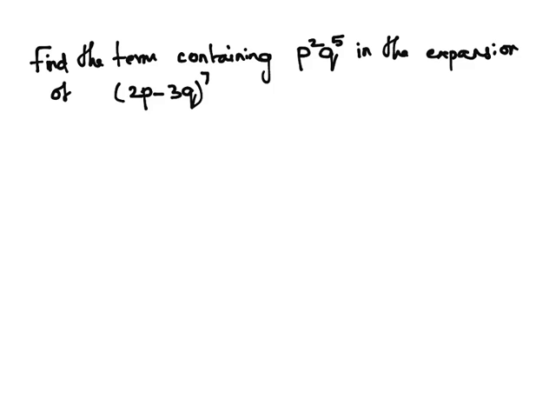Okay, this is the next problem. Find the term containing p squared q power 5 in the expansion of (2p minus 3q) raised to 7. Again here a is 2p, b is minus 3q and n is 7. So this expansion will have 8 terms because n is 7. Now one of these terms will have p squared q power 5. I need to find that particular term. So let me write the general term.